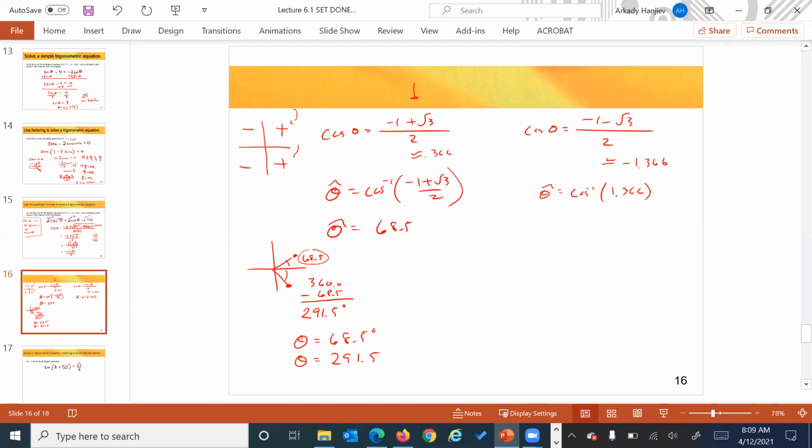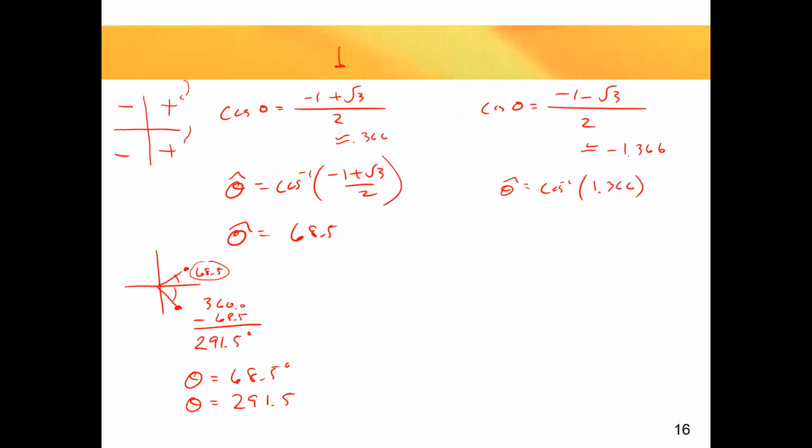So we go back over here, and we say this little guy is a fat 0 with a slash through it. Okay, so then I only have 2 answers here. Got that one and that one from the first one we did. So that's perfect. B: it is 68.5 degrees and 291.5 degrees. Are we good there? Cool.